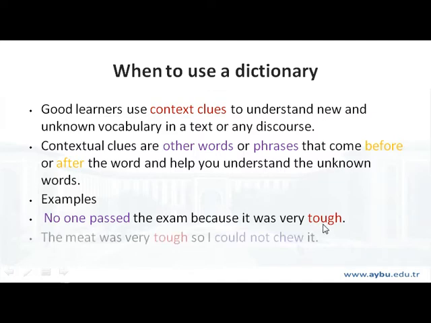I use the same word in another example. The meat was very tough, so I couldn't chew it. We learned that one meaning of tough is difficult, but could the meat be difficult? No. The contextual clue is chew. I couldn't chew it. When something is difficult to chew, it is difficult to cut or eat. So tough here means difficult to eat or cut.